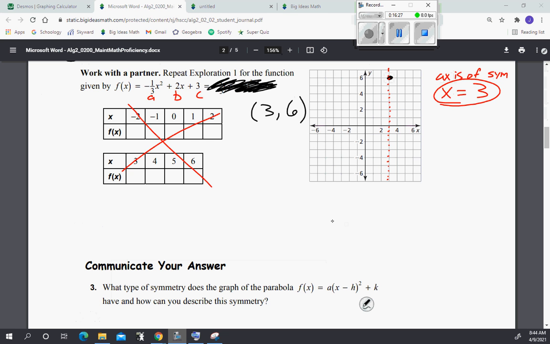Instead of plotting a whole bunch of random points, I found my vertex, I know my axis of symmetry. I want 2 points on the right of that axis of symmetry, and I want 2 points on the left. From there, I can graph.